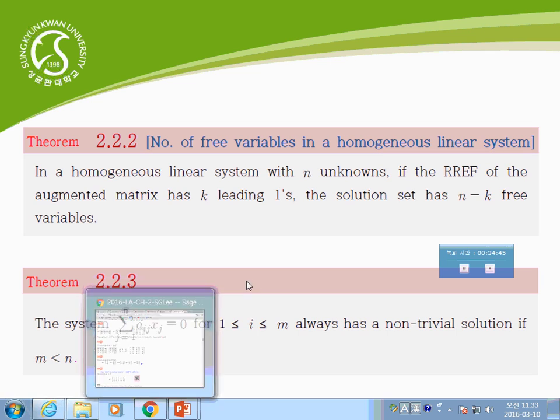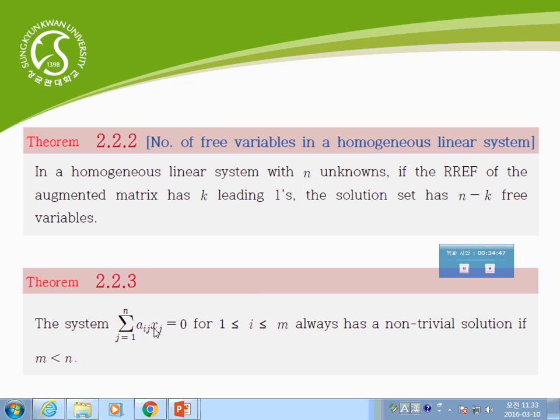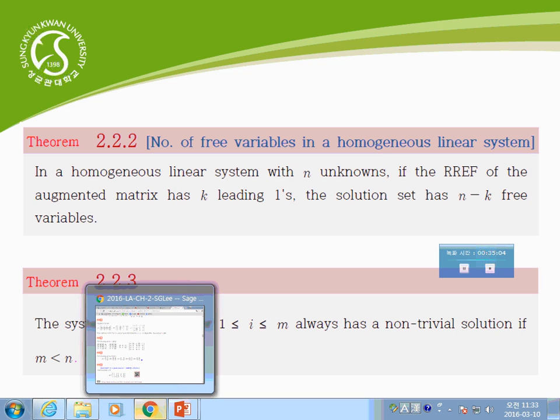Since this is a homogeneous system, if the xi's are all 0, the trivial solution is always a solution. So there is one solution already, and you have free variables. So you have infinitely many solutions when m is less than n. A homogeneous system with the number of equations less than the number of variables always has infinitely many solutions.